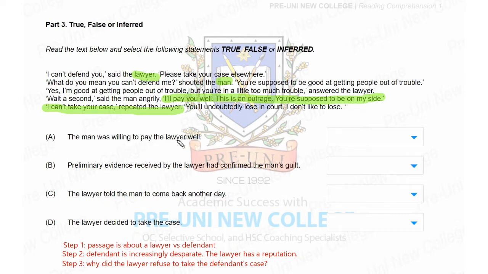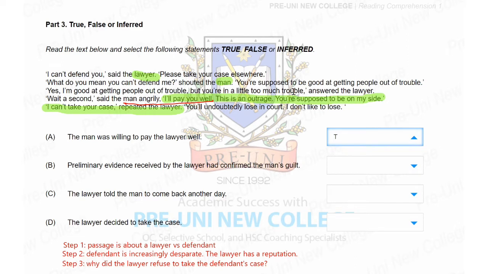Now, the text, we can actually quote the exact statement that tells us that he was. He says, "I'll pay you well." So since we directly found an example of the man being willing to pay the lawyer well, this is actually going to be true. Then the second statement says preliminary evidence received by the lawyer had confirmed the man's guilt.